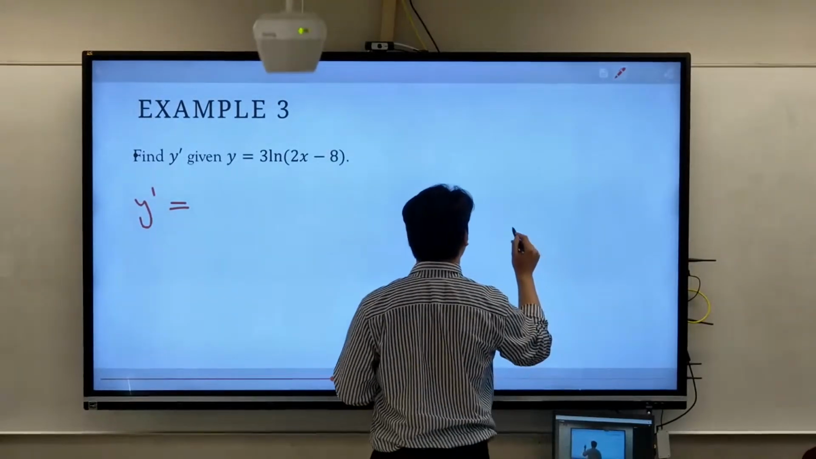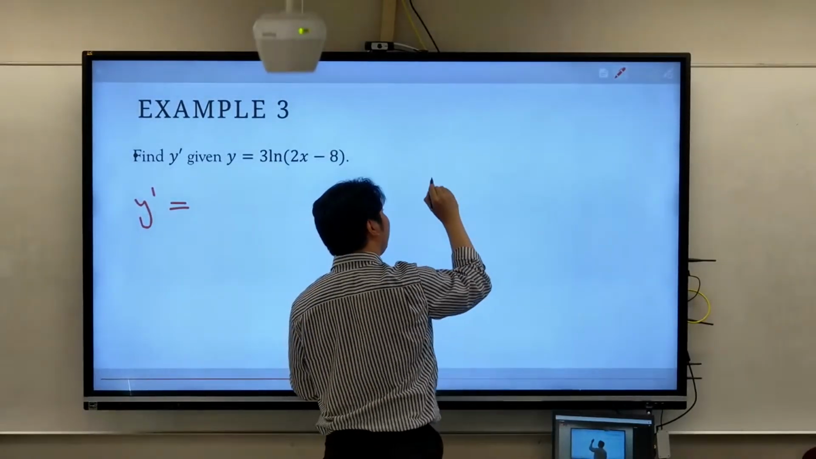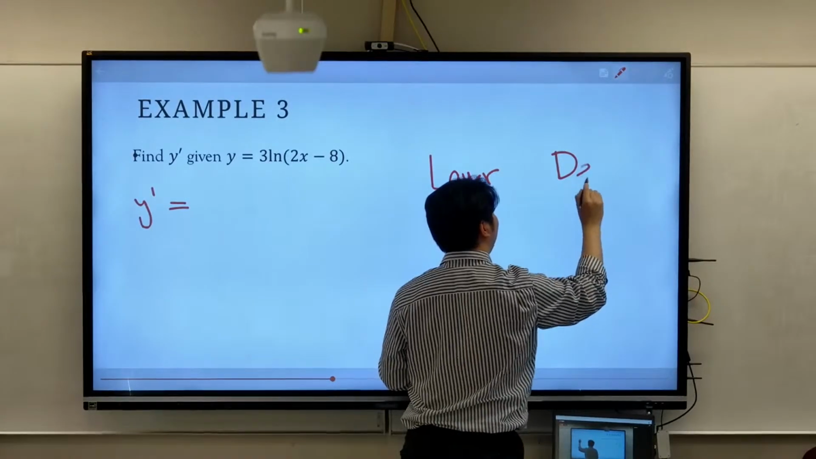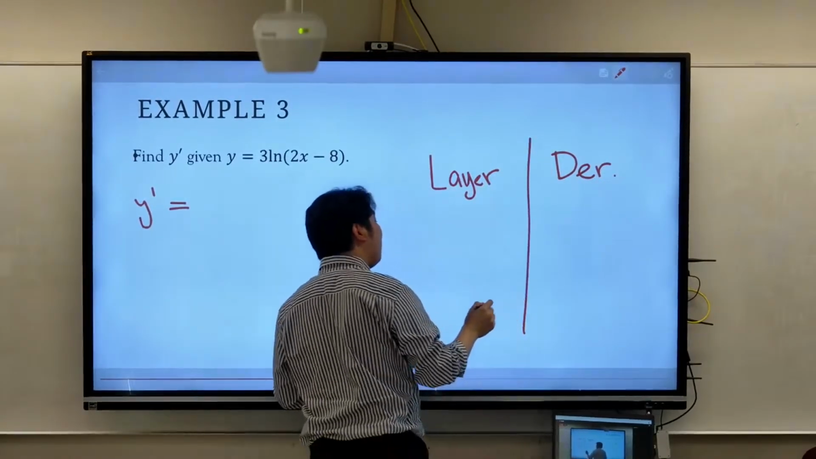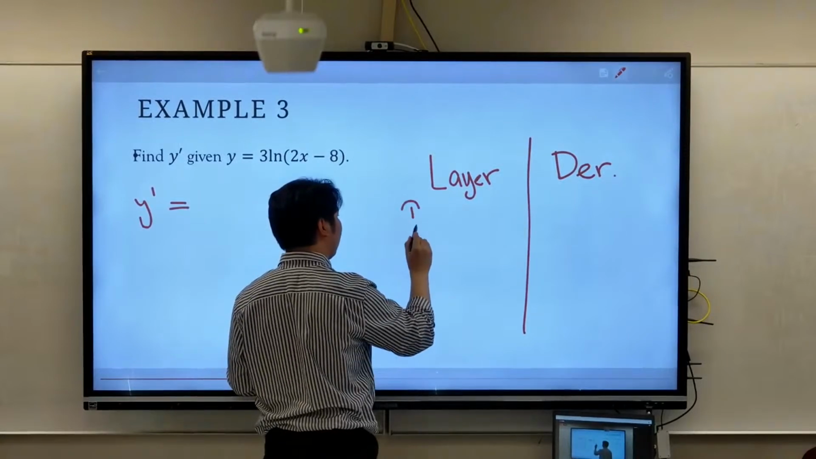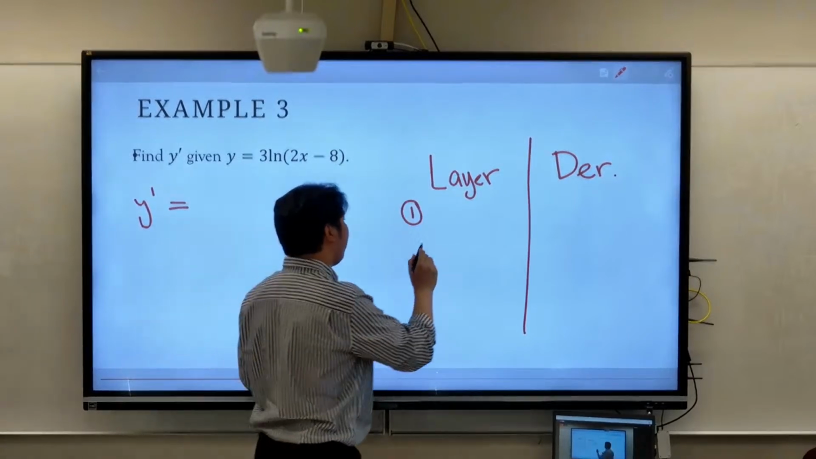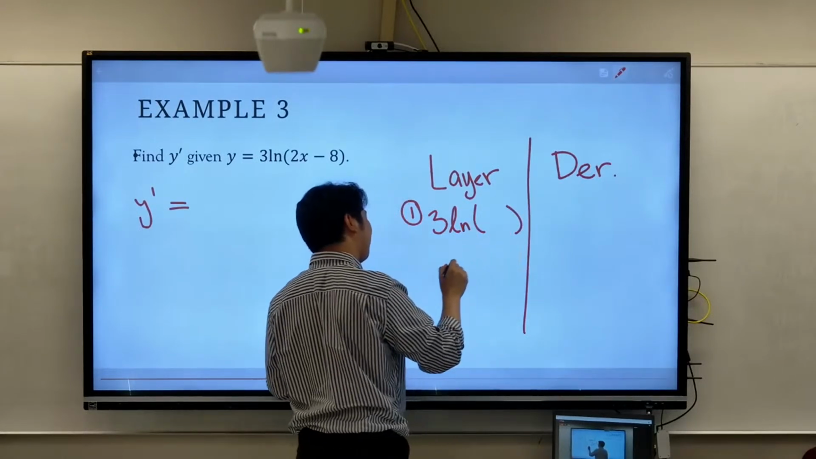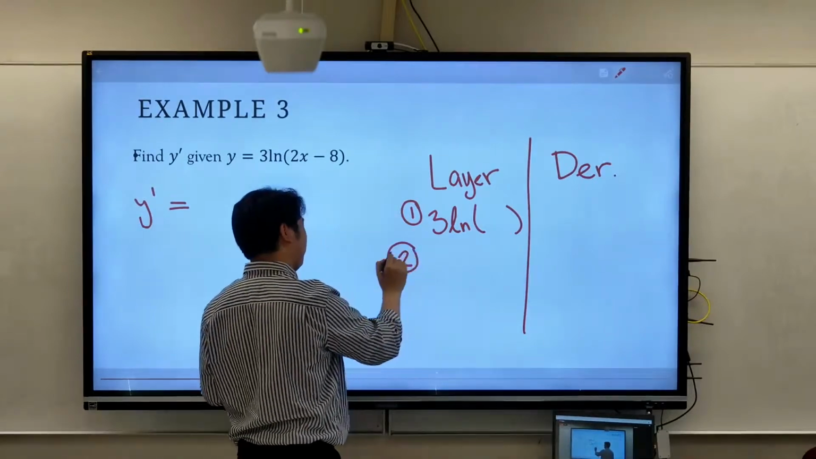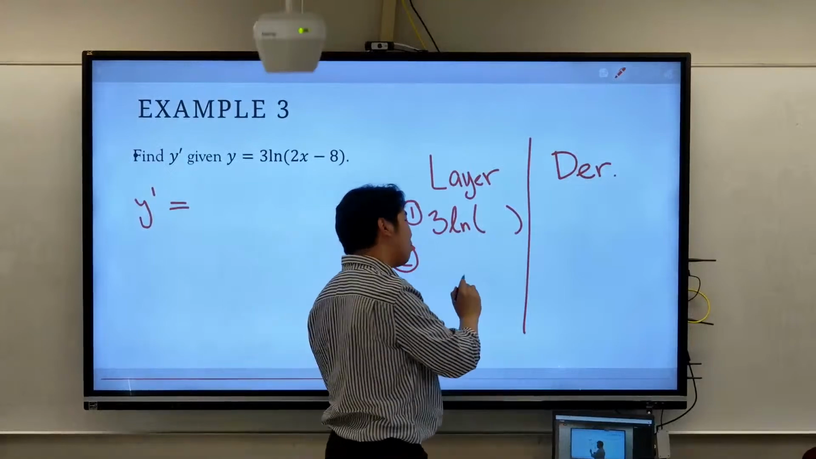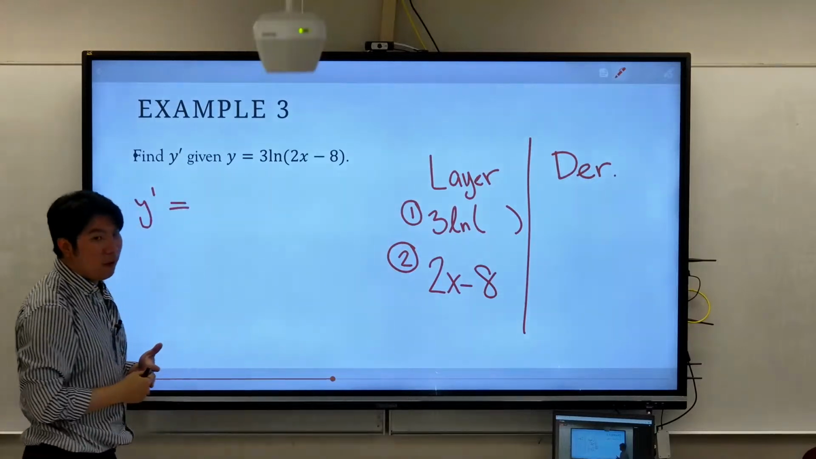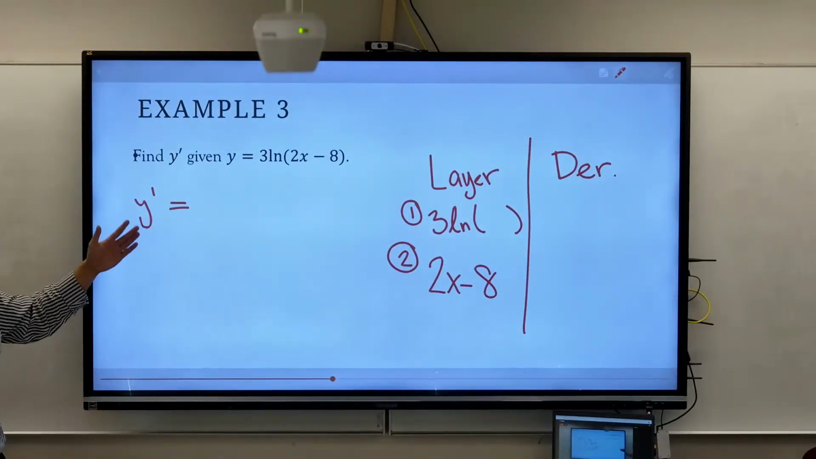So on the side over here, we're going to do our classic: let's list the layers and then the derivative. The layer and then the derivative. What is my first layer? Yeah, 3 ln of something. 3 ln of something. And then my second layer, yeah, we got 2x minus 8. All right, so I know I'm done with all my layers because I've accounted for everything. 3 natural log of 2x minus 8.